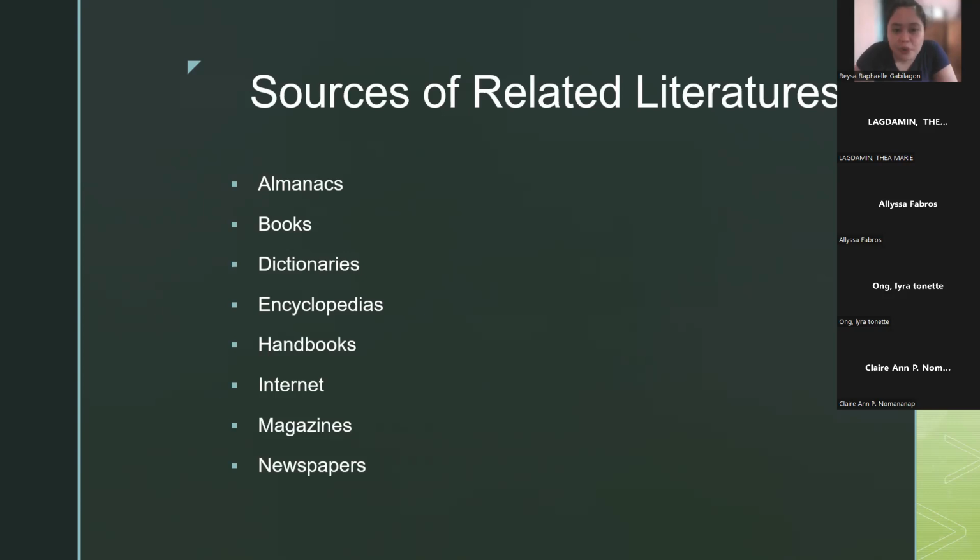Okay? Handbooks, pwede din sa internet, like if you are searching for what is COVID-19. Okay, so you will have a lot of information about COVID-19 in the internet. You can even read magazines or newspapers. As long as it is data-free or non-empirical, it is called related literatures.